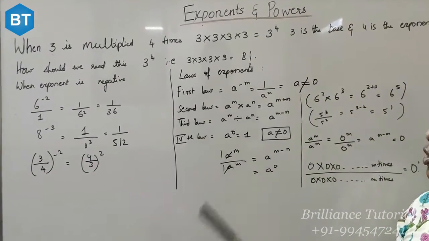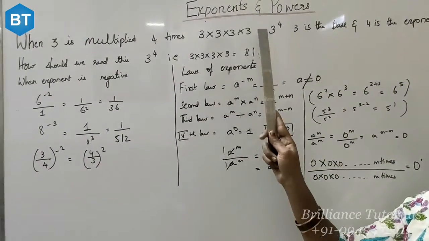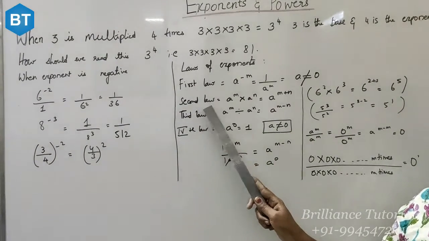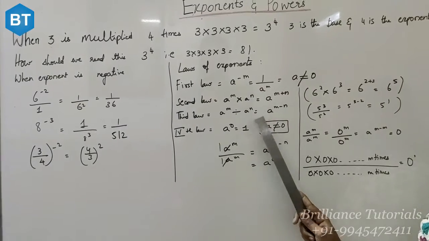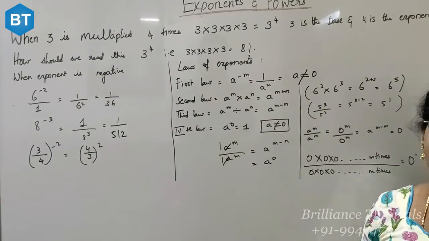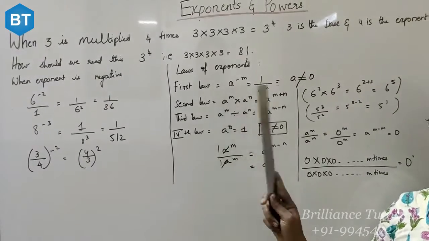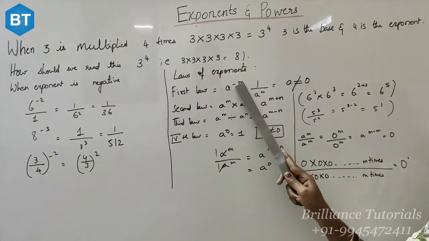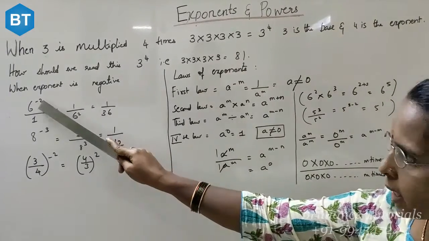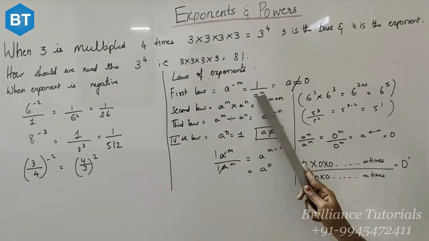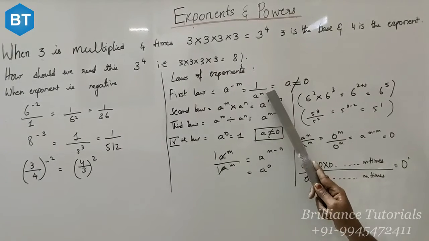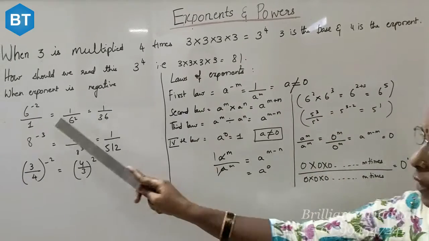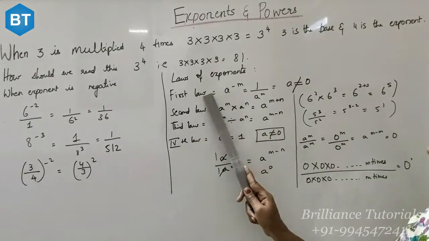And when we have to work out problems regarding exponents and powers, we have to learn the 4 important laws, 4 important formulas. Now I am going to explain them one by one. The first one is the first law. Here I have taken a to the power minus n. Already I have explained that minus means you have to divide. So 1 divided by a to the power n, where a should not be equal to 0. Already I have given examples for that. This is the formula for the same.